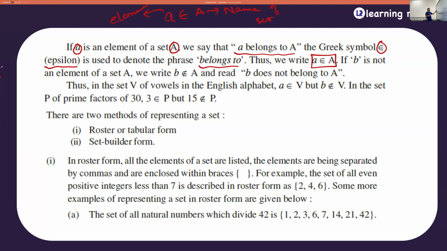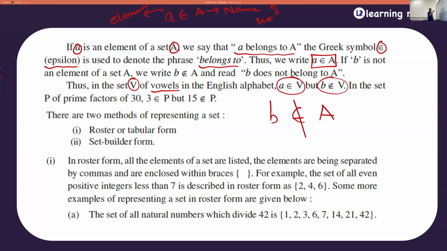Now, is there a way where I can write that something does not belong to something? If b is not an element of A, how do you write this? b does not belong to A. Similarly, take the set B, which is the set of vowels in the English alphabet. a belongs to capital B, but you write b does not belong to capital B. This is very basic.